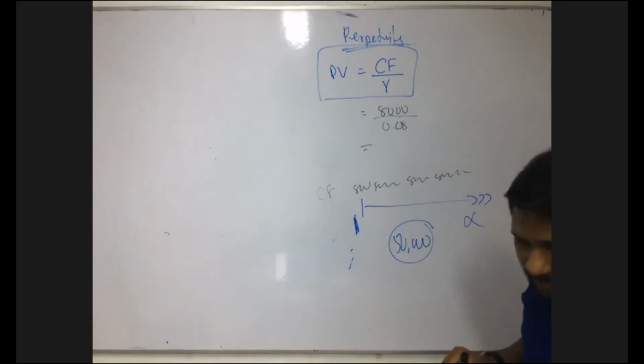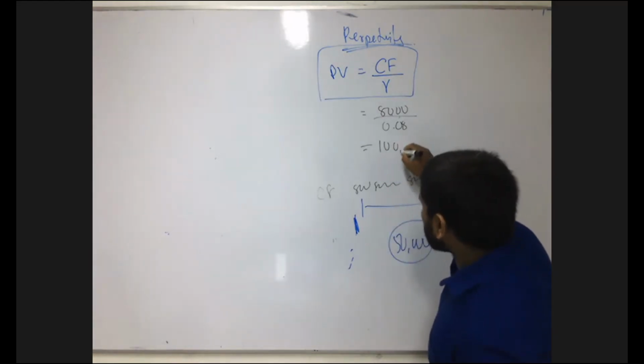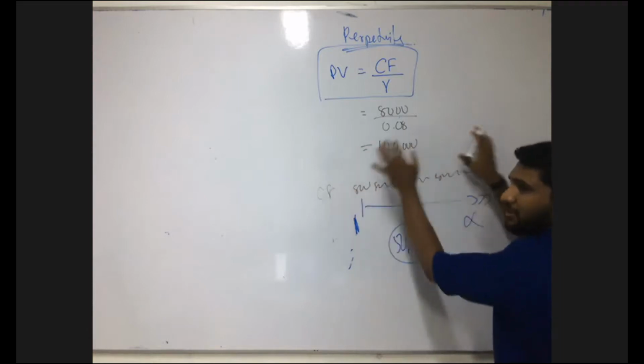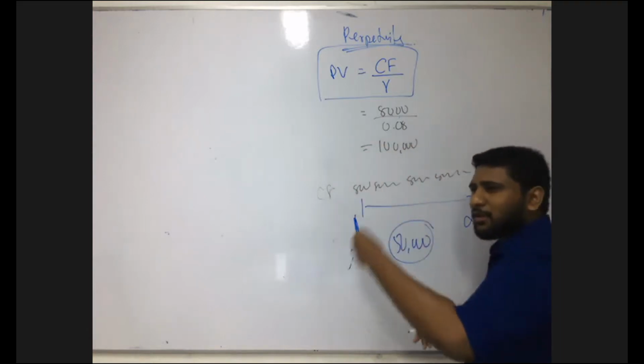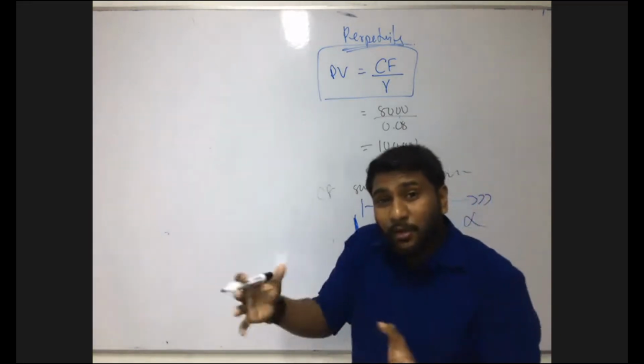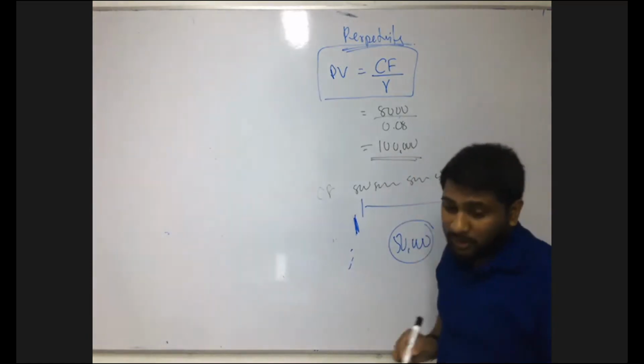Here you will get how much, guys? 100,000 US dollars. What is the present value of all the cash flows that you will get? 8,000, 8,000, 8,000, 8,000, 8,000. You will get lots of 8,000. What is the today's value of all the 8,000 that you are going to get? It is 100,000 US dollars.